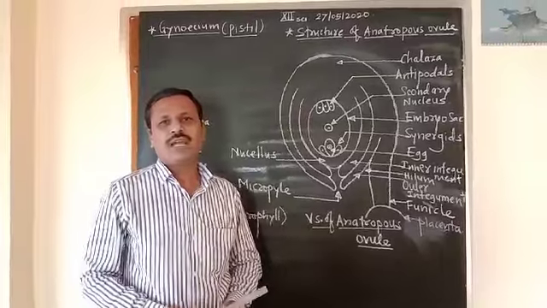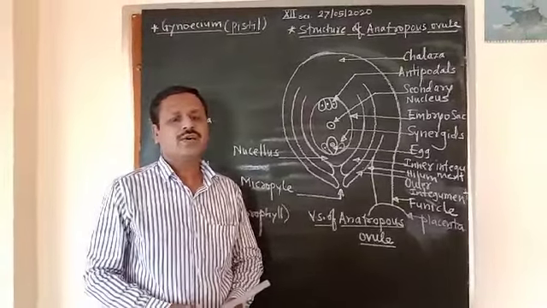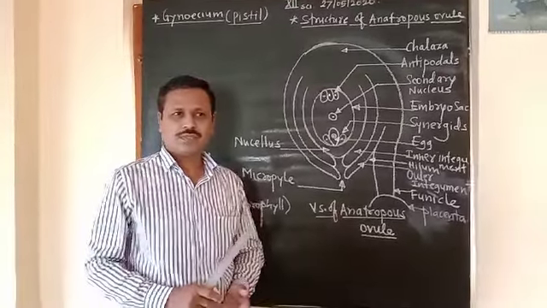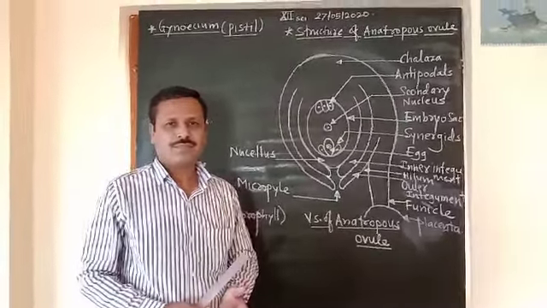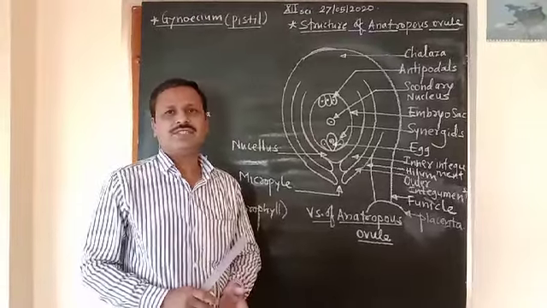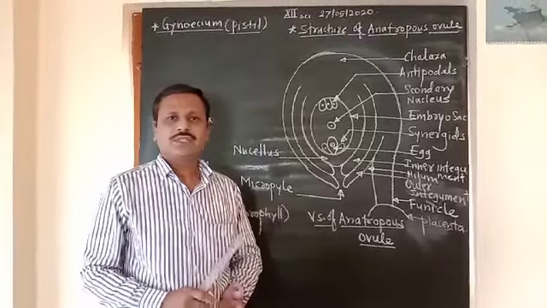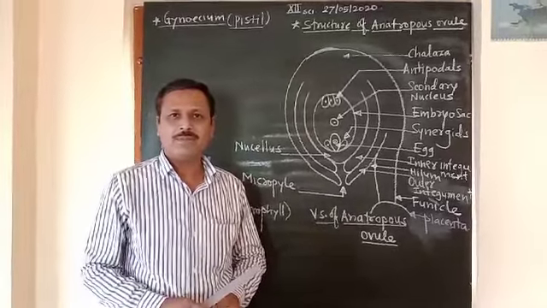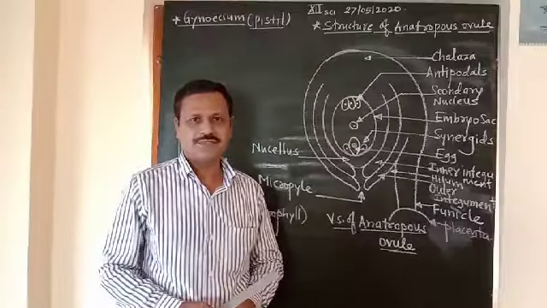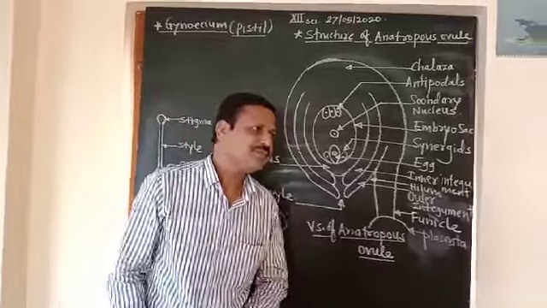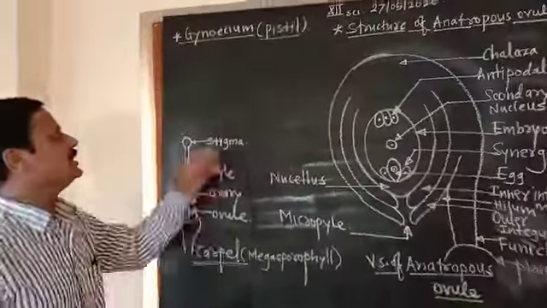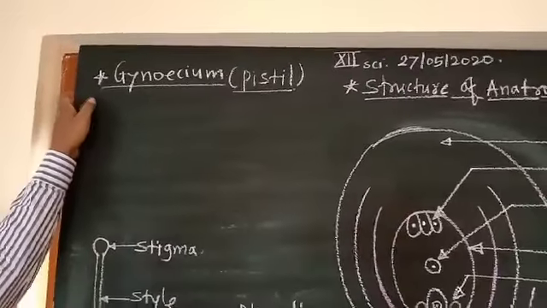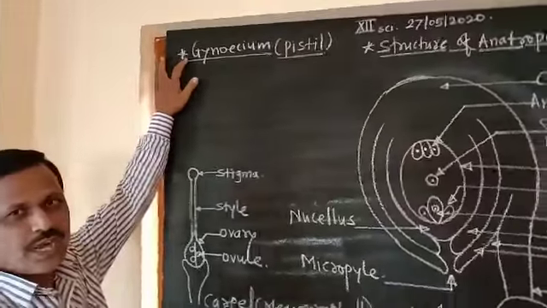In the structure of androecium, we studied the structure of stamen, then TS of anther, structure of pollen grain, and then development of male gametophyte. After that, a new title which we study today is the structure of gynoecium.